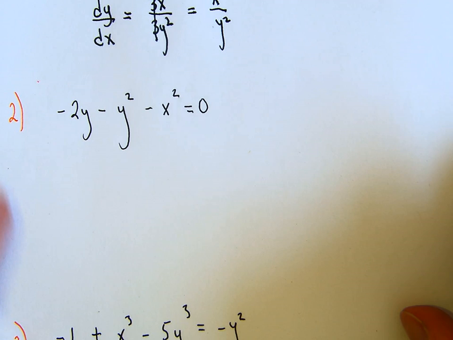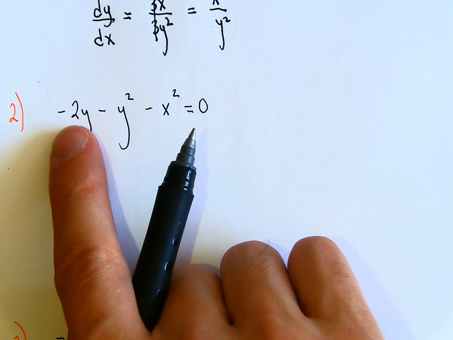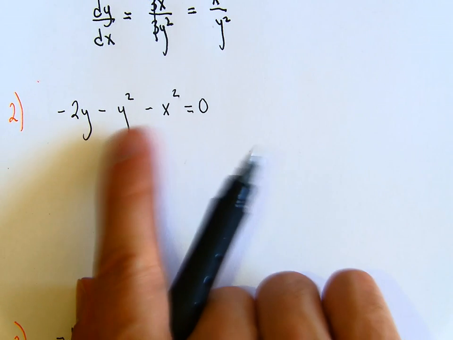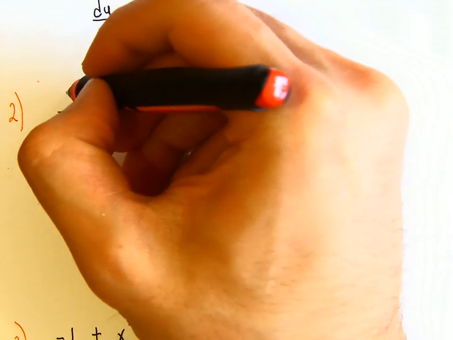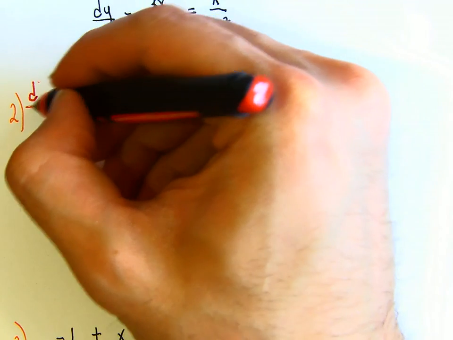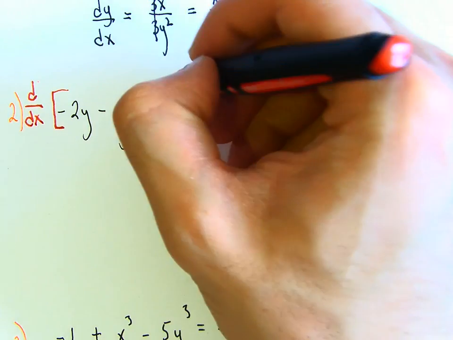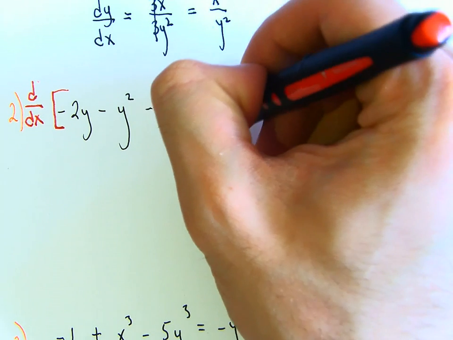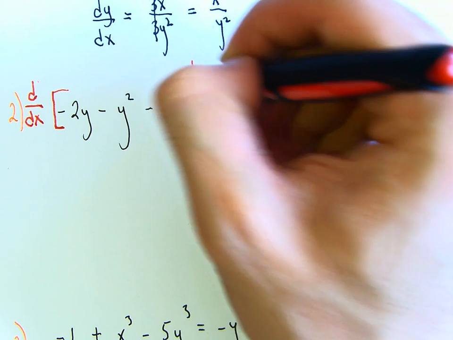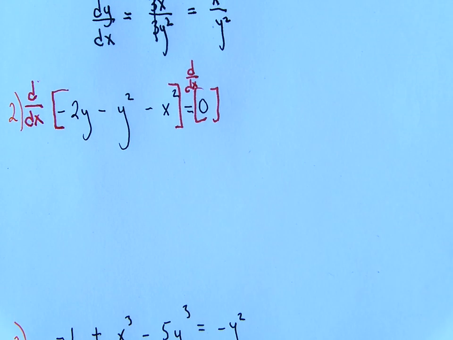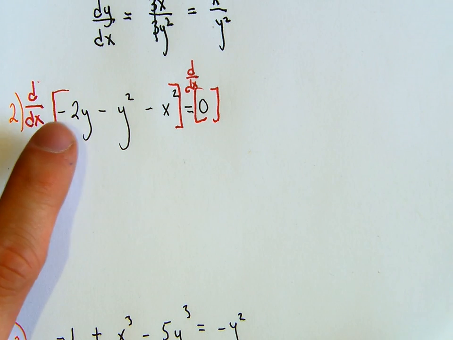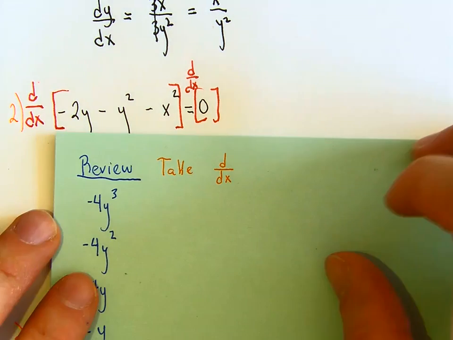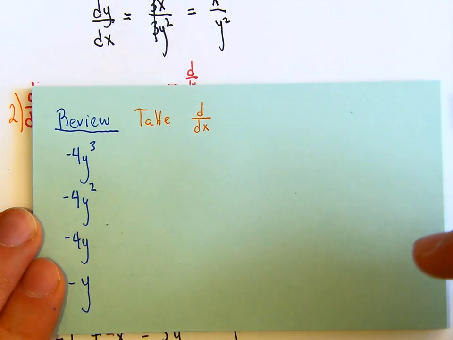And I guarantee you this always gives a lot of questions. But here, same idea. Let's take d/dx on both sides. And what will happen? Actually, you know what we'll do? Let's do a little review, because I think this always confuses a lot of people. But let's take a look at this. Let's just write this down real quick.